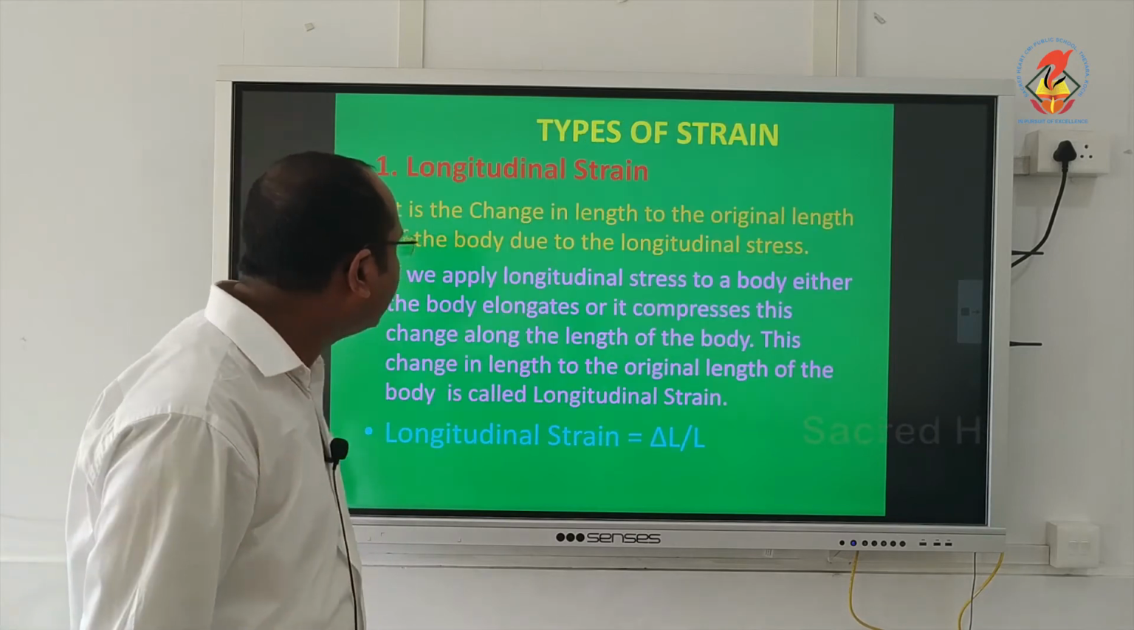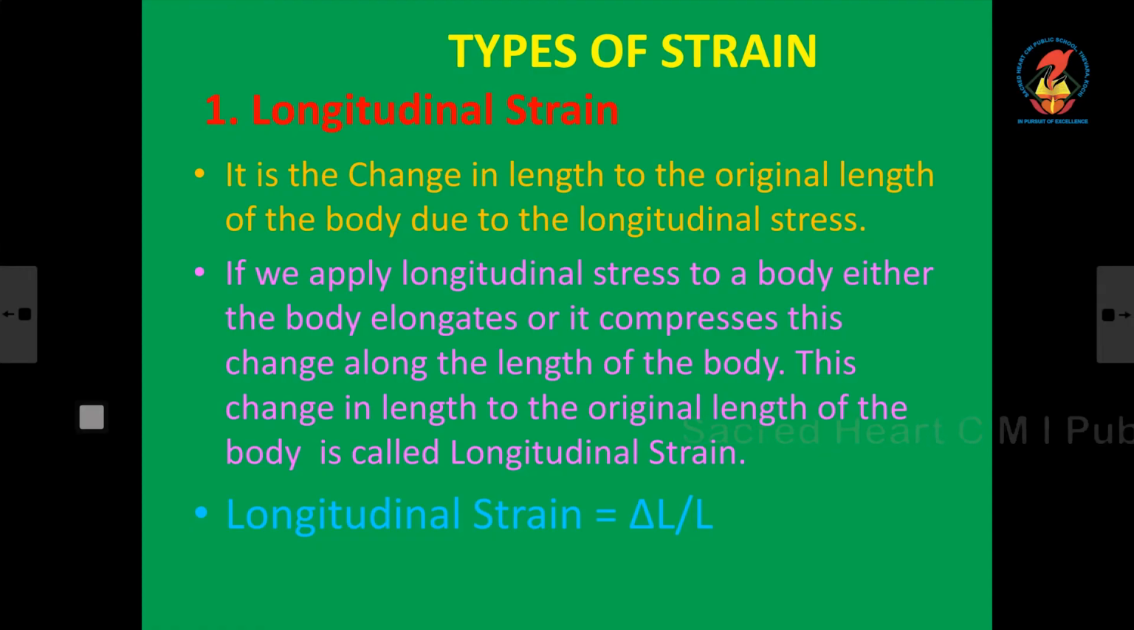So, let us see the types of strain. The first one is longitudinal strain. Longitudinal strain means the change in length to the original length of the body. That means delta L by L. That is the example we just saw before.